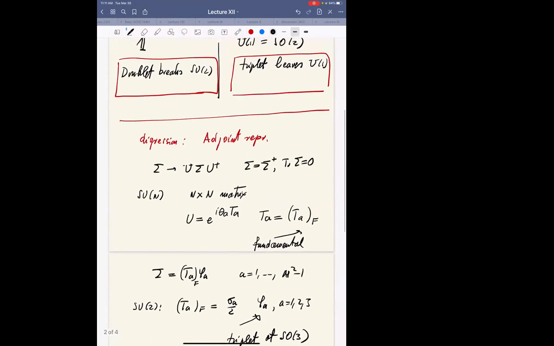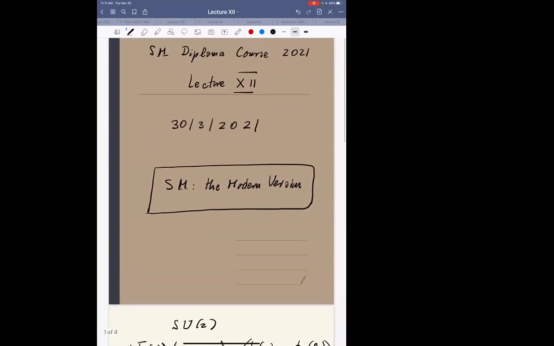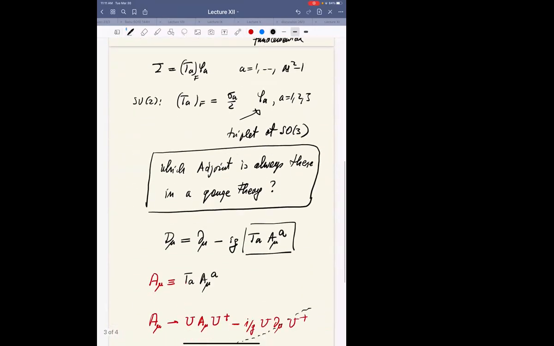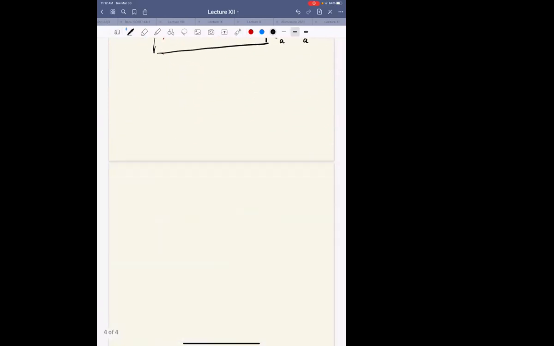I want to leave this behind, and I want us to finally do the standard model in its full glory. It took us some time to get here, lecture number 12. You see, you have to build a formalism. We have to understand the symmetry breaking and some of the associated phenomenology that you knew but may have forgotten or didn't know. Okay. So now we go and study the standard model as a Higgs theory.